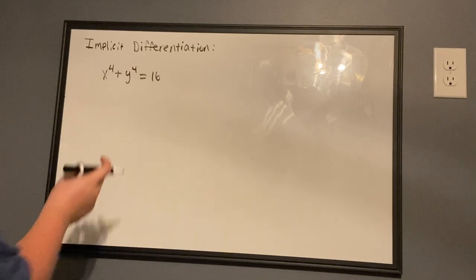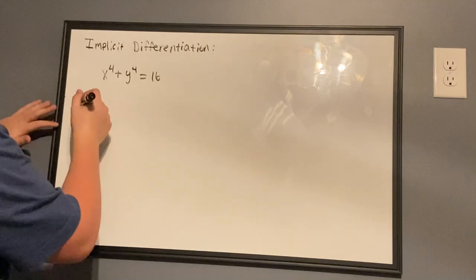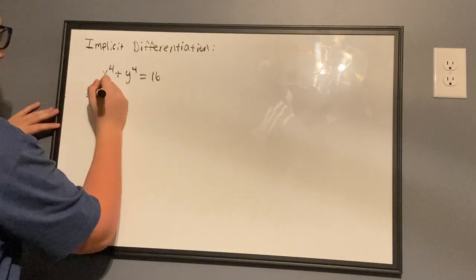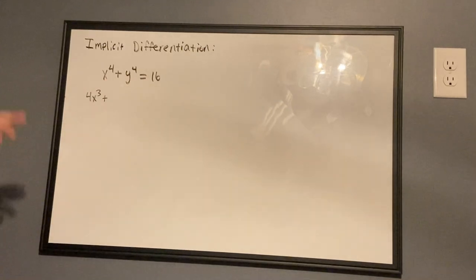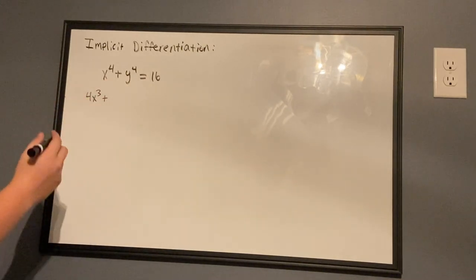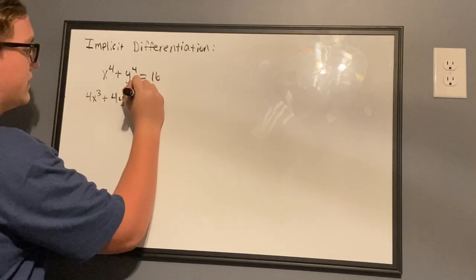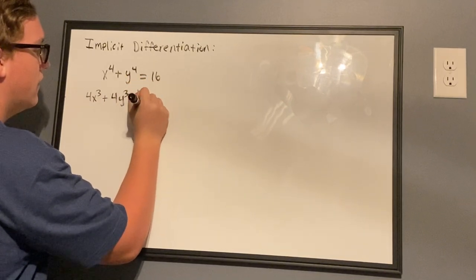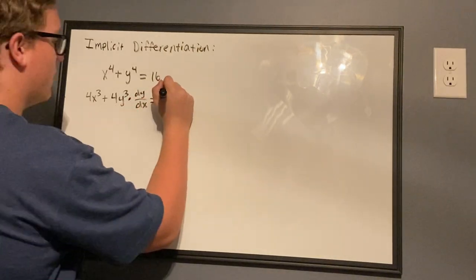So let's think about what this is. We have to take the derivative of both sides. So we're going to start with this x term. That's going to be 4x cubed using the power rule. Plus, again, we're going to use the power rule here, but just multiply by dy dx. So this is 4y cubed times dy dx. And this is equal to the derivative of 16, and that's just going to be a 0.